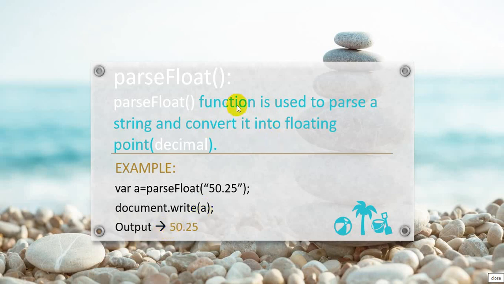The only thing you have to remember is that parseInt gives a whole value, it will accept a string and give a whole value, and parseFloat will give a decimal if it is in decimal. Okay, if the value is in decimal, and it will start from the first character. If the first character is not a number, it will give NaN output, that is, not a number.